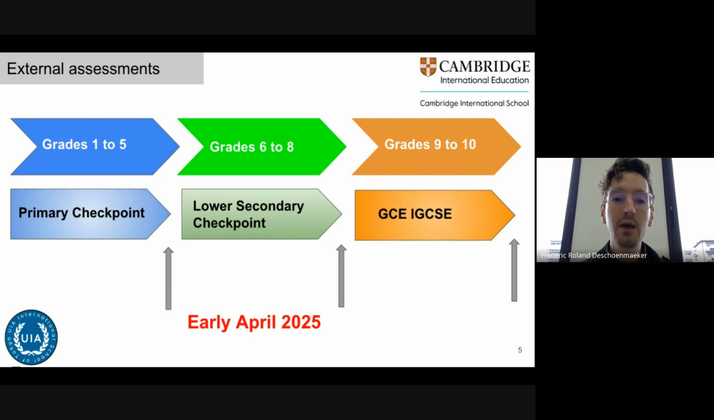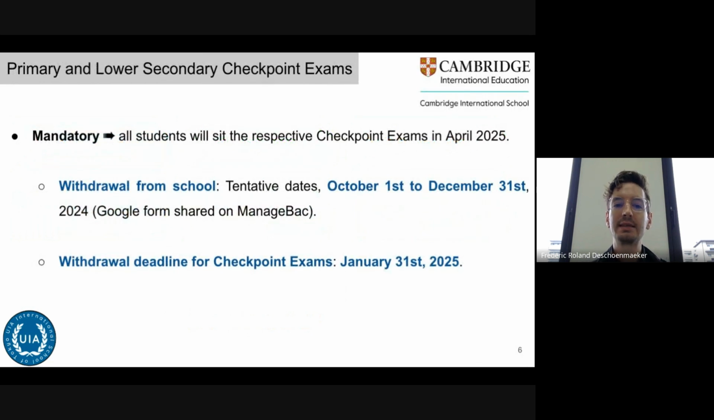And the big update about this checkpoint exam for April 2025: these are compulsory. So all students will sit the respective checkpoint exams. The grade 6 student in April 2025 will sit the primary checkpoint exam. And the grade 9 student for April 2025 will sit the lower secondary checkpoint exam.